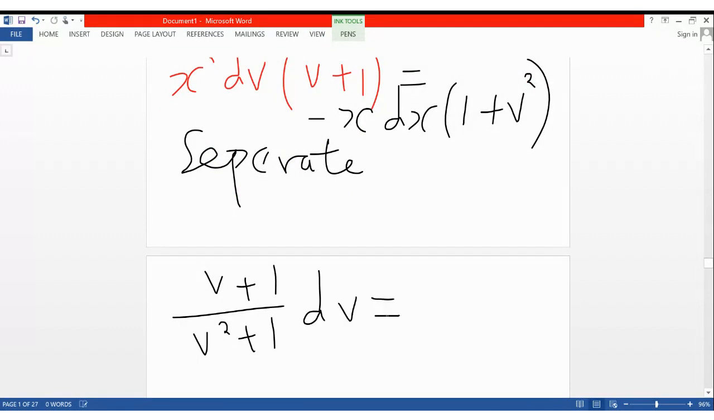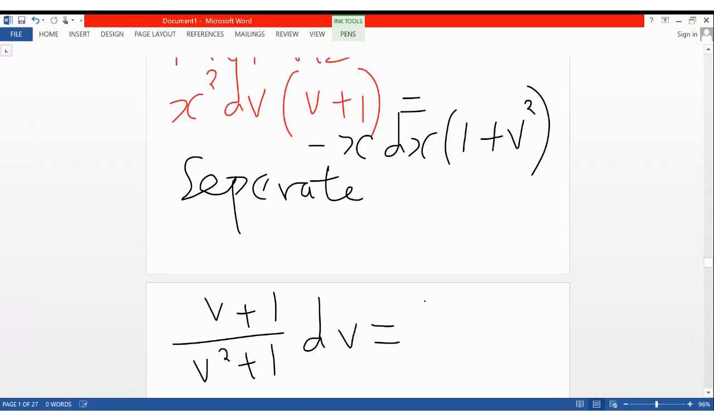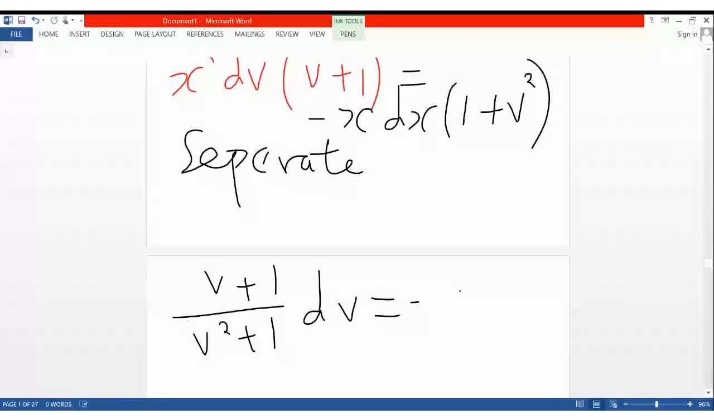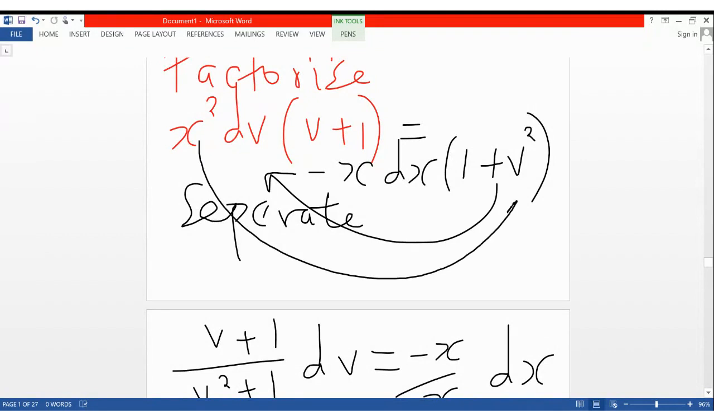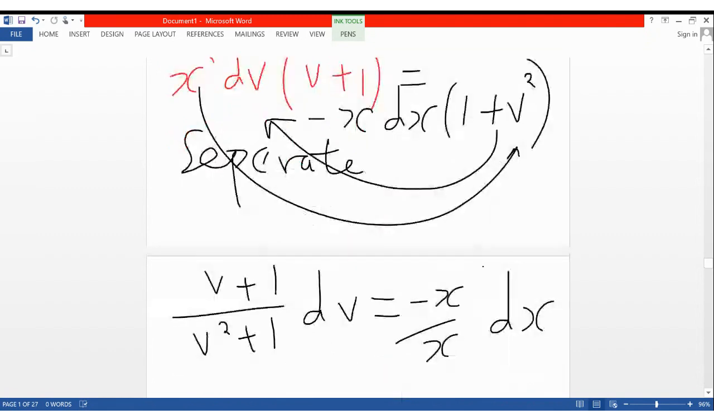Negative x all over x dx. So I've checked again. I've taken this side of the dv, and then this x I've taken on the side of the dx. So you must divide. You must always divide. So now we ask ourselves, how do we integrate such?